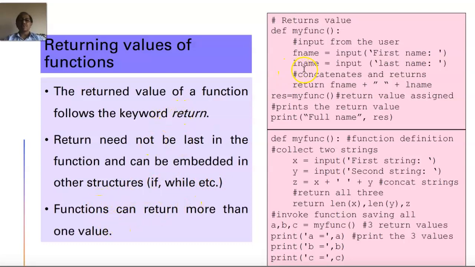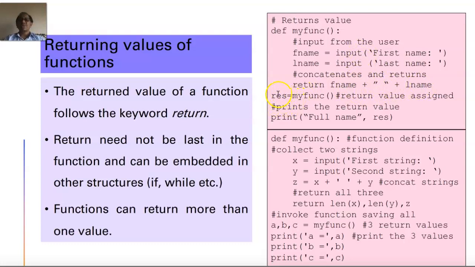Let's look at the first program which returns only one value. Here is a definition of a function called myFunction. It takes input from the user. Fname is a first name, Lname is last name, and then it returns. What does it return? It returns the concatenation of the two values which it has taken from the user: Fname, a space, and then Lname.